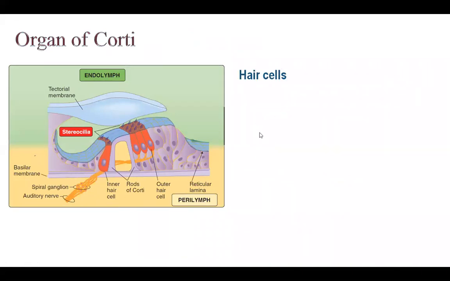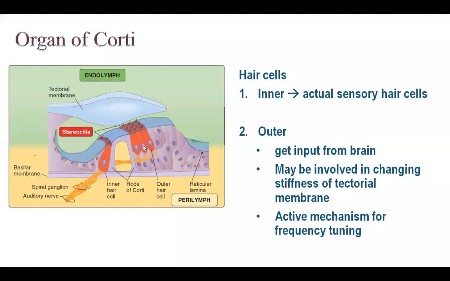Coming to the next, the hair cells. As I have told you, they are of two types. Inner hair cells, which act as the actual sensory hair cells, and next we have the outer hair cells. The outer hair cells usually get input from the brain, and they are involved in the active mechanism of frequency tuning.